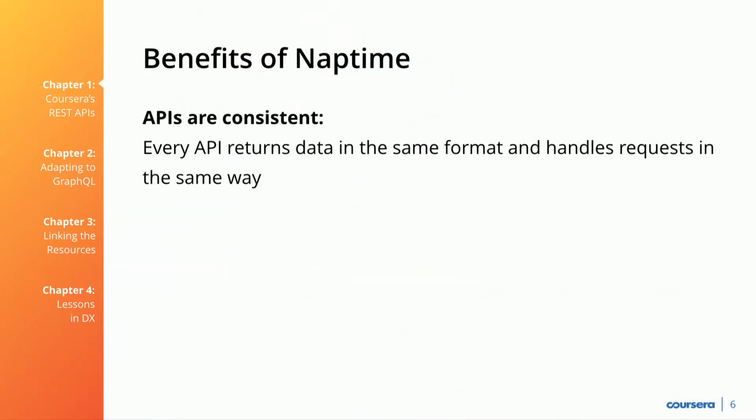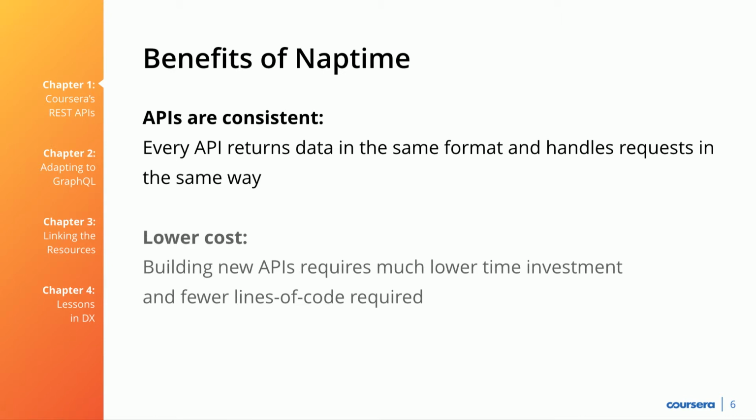So some benefits that gives us, all of our APIs are very consistent with Naptime. All the requests are in the same format, the responses are all in the same format, pagination's handled in a consistent way. These are things that we don't have to think about every time we're building a new API. And we like to say that once you know one Naptime API, you know all of them. It's a much lower cost when you're building these new APIs because you don't have to think about all these things every time you're building an API.